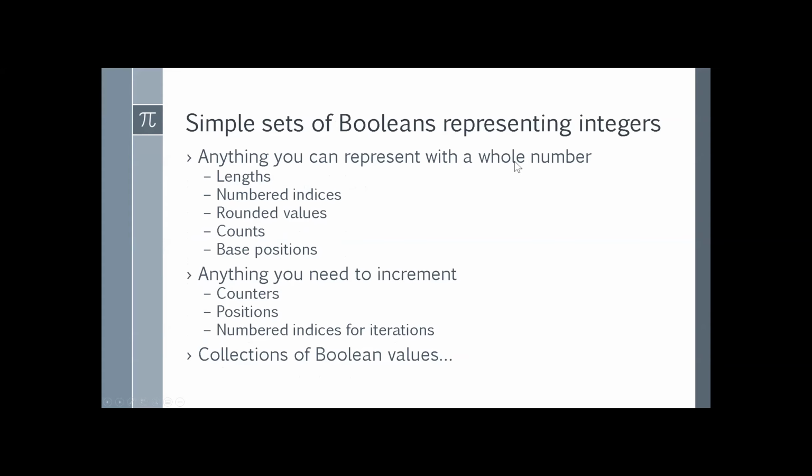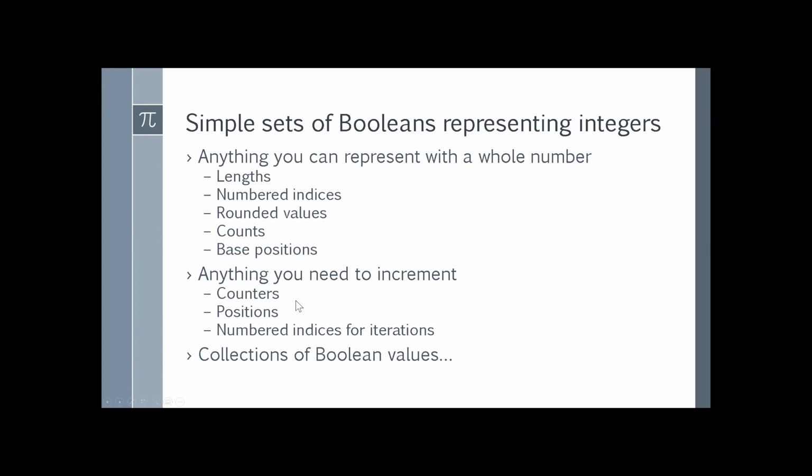You basically string together a bunch of Booleans, and you have a number that's in binary. So anything you can represent with a whole number, you can represent with a Boolean. Lengths that are measured in whole units, numbered indices, rounded values, counts, base positions, that kind of thing. So anything where you represent it with a whole number, you can do with a set of Booleans strung together to form a binary integer. You can also represent anything you need to increment, so counters or positions.